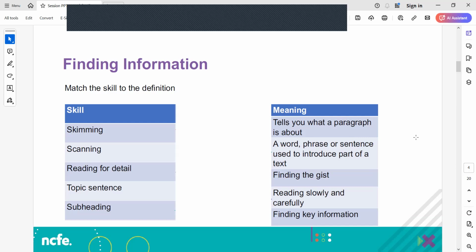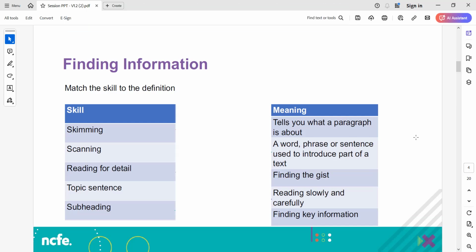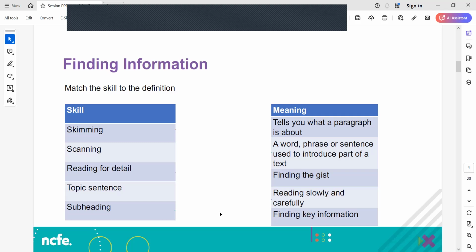Okay, so this one tells you what a paragraph is about. Which skill matches that definition? Subheading. Pardon? That's the topic sentence, sorry. Yeah, good. The topic sentence.